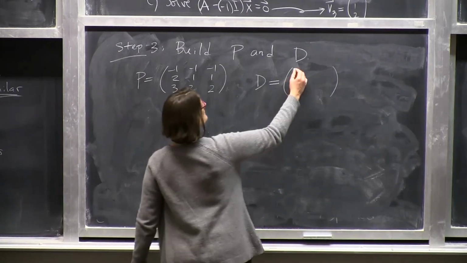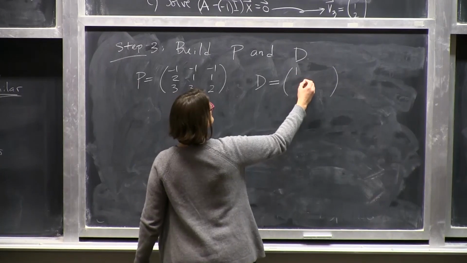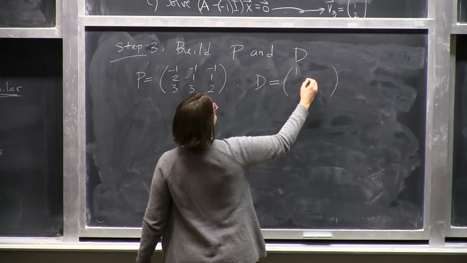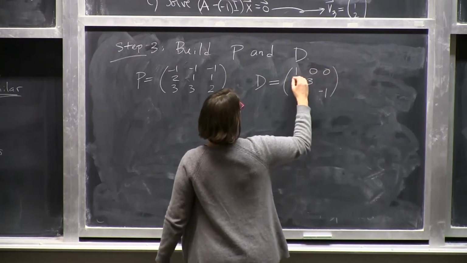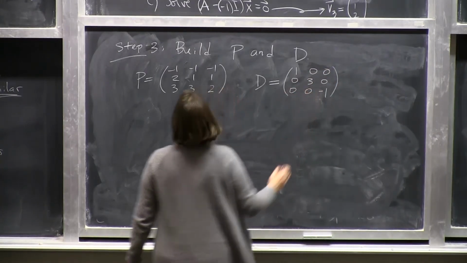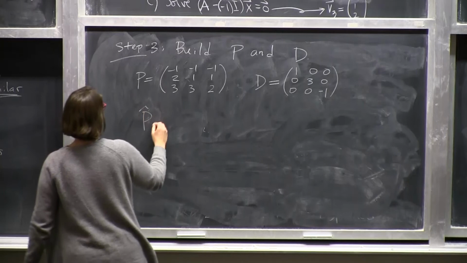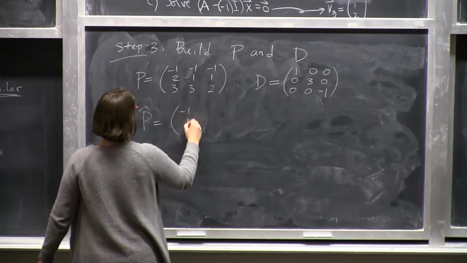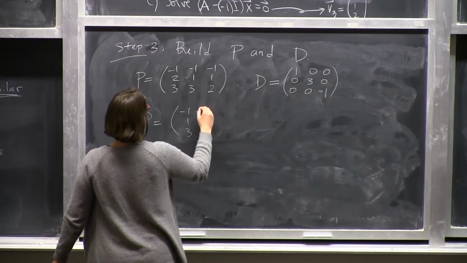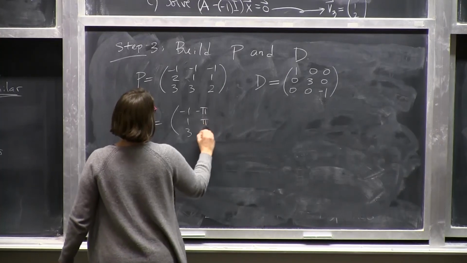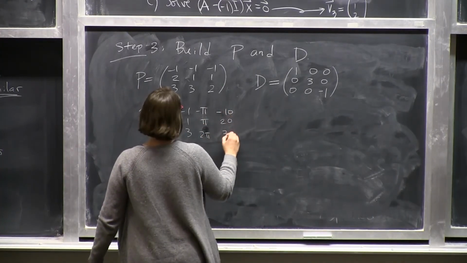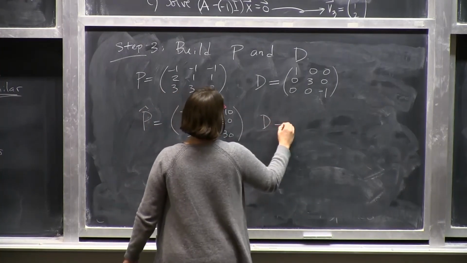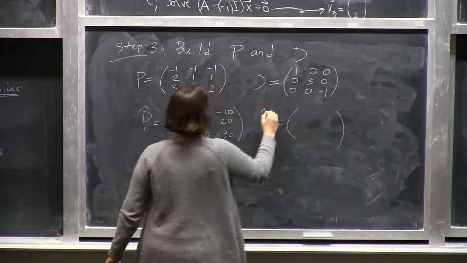What's the first entry? 1, 3, minus 1. Now, some other student might come up with P hat, which is minus 1, 1, 3, minus pi, pi, 2 pi, minus 10, 20, 30. In which case their diagonal matrix would be what?